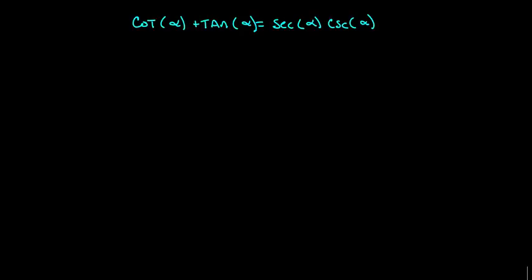So I'm going to go ahead and grab the left side here. The reason I'm going to do that, you might say they both look fairly complicated, and they do. But usually multiplication is easier to show than to split something up and do addition or subtraction. So I'm going to play around with this left side here. The first thing I'm going to do is switch everything to sine and cosine.